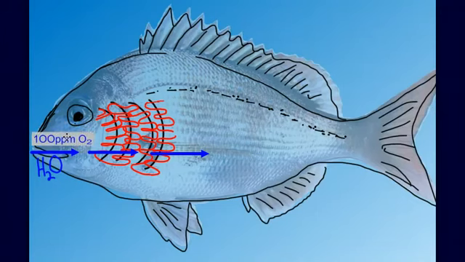And I've picked the numbers kind of arbitrarily, but it'll make the point. So imagine that the water coming into the fish's mouth has 100 parts per million of oxygen. By the time it reaches the end of the gills, it's down to, let's say, 80. So we've extracted 20 parts per million of oxygen out of the water, diffused into the blood.